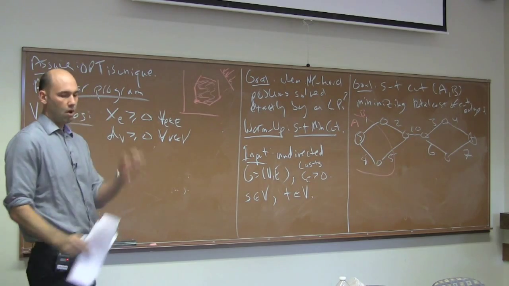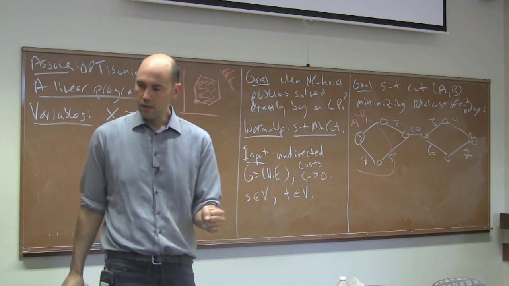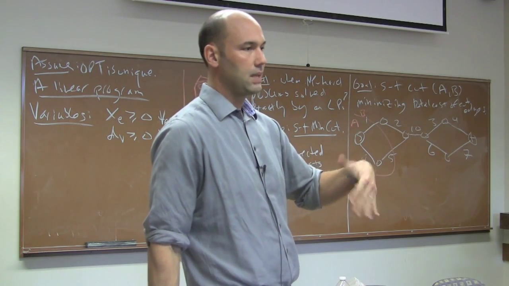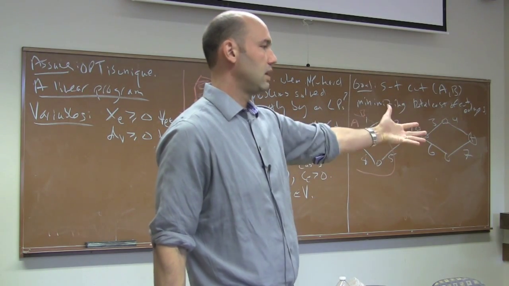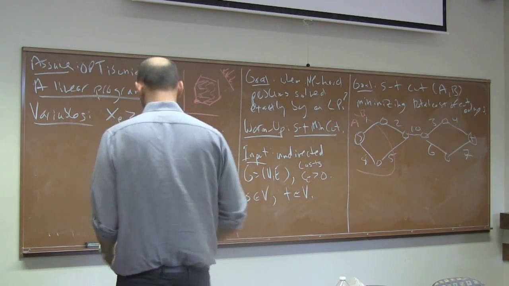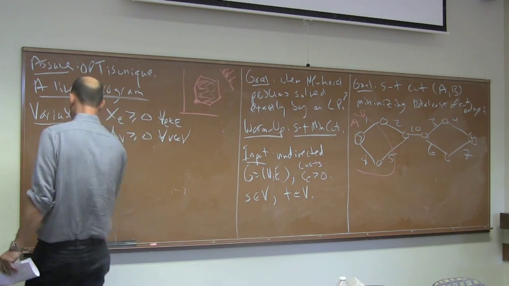So here the semantics are, if dv is 0, that means we're thinking of v as being on the source side, the s side of the cut. If dv is 1, then it's on the sink side of the cut. Okay, so those are the two sets of variables. All right, so what are the constraints?